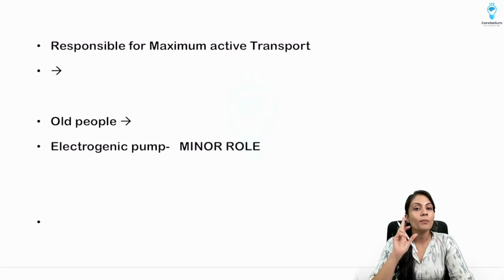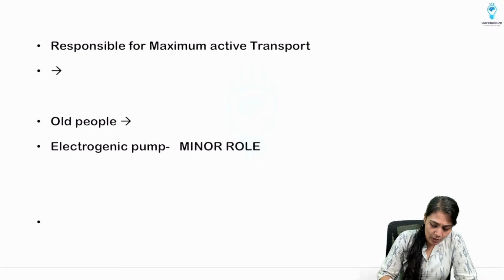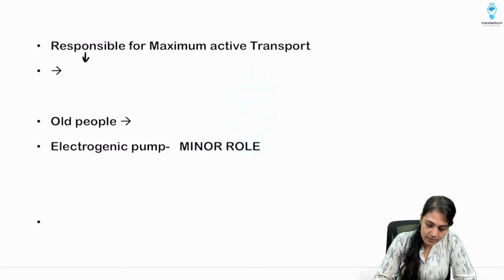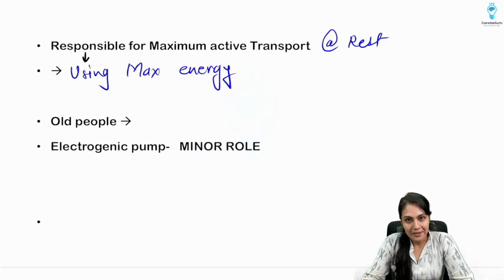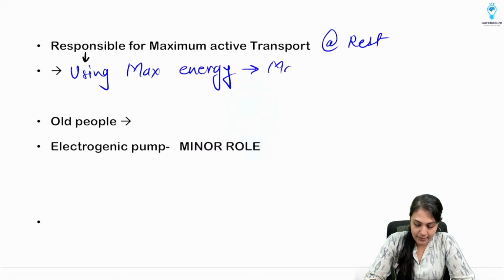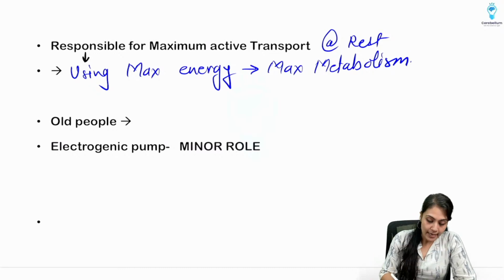Okay, so it is responsible for maximum active transport. That means this is using maximum energy, and that too at rest. Since it is doing the maximum active transport at rest, it is using maximum energy, and it is responsible for maximum metabolism at rest, right? So it is responsible for maximum metabolism, and I can write it as basal metabolism also, and hence it is responsible for basal metabolic rate.